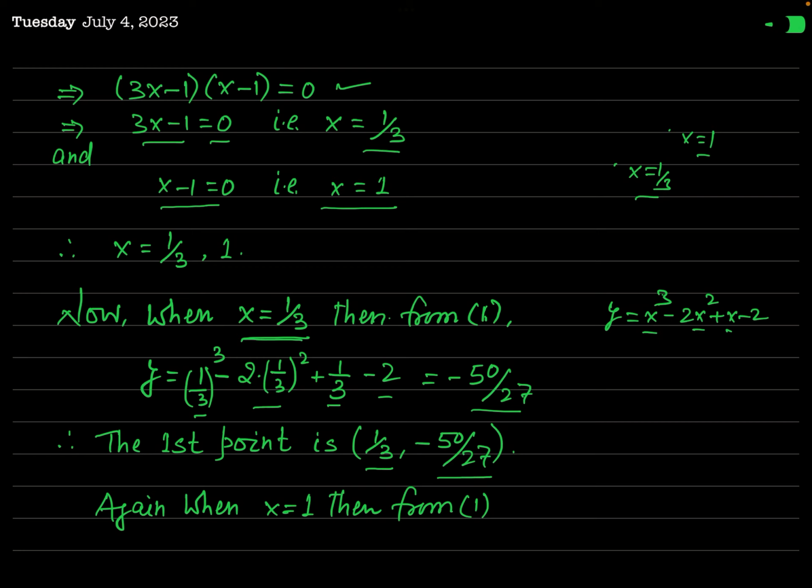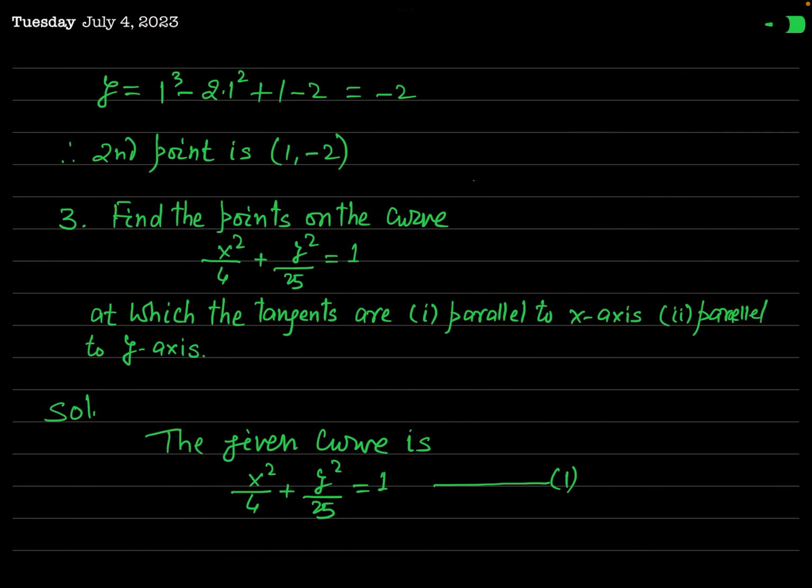Now again we will find another point where the slope of the given curve is 0, and for that we will again put the value of x, which is actually equal to 1, in this equation. So let us substitute x equal to 1, and this will be 1 cube minus 2 into 1 square plus 1 minus 2. After simplification, your result will be minus 2.